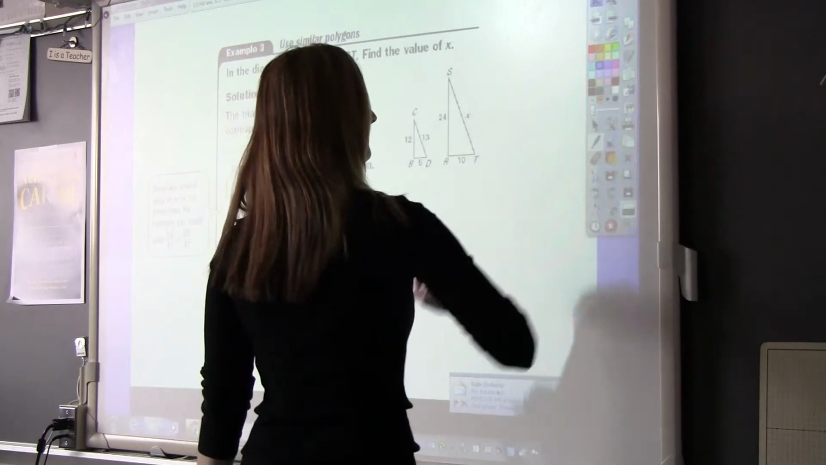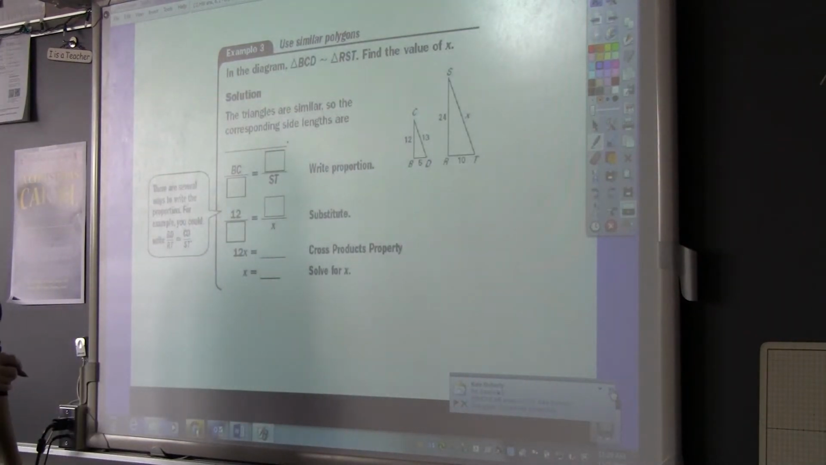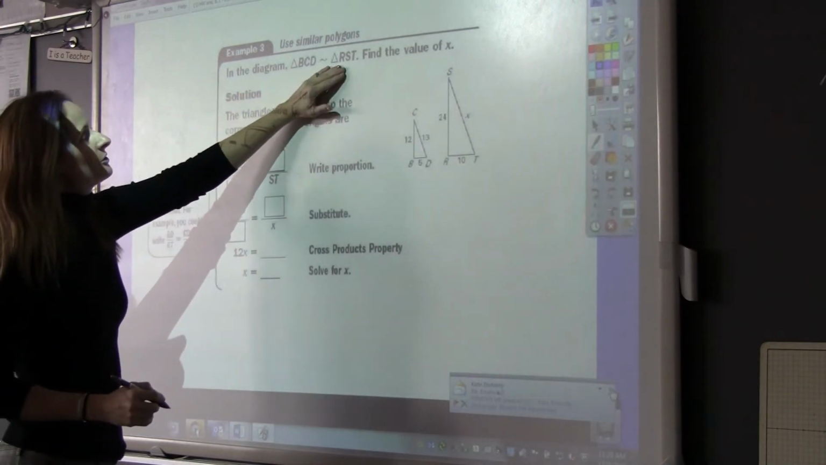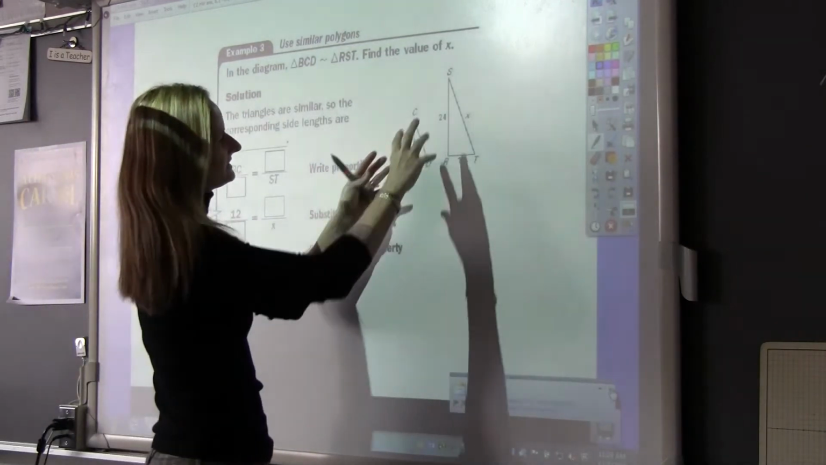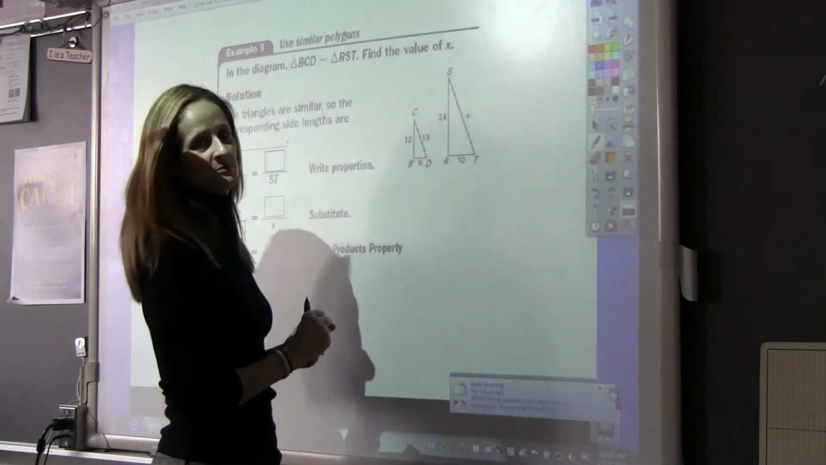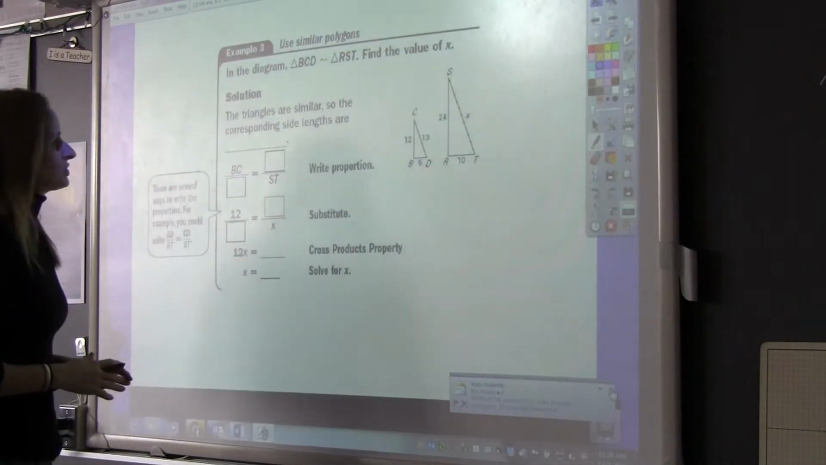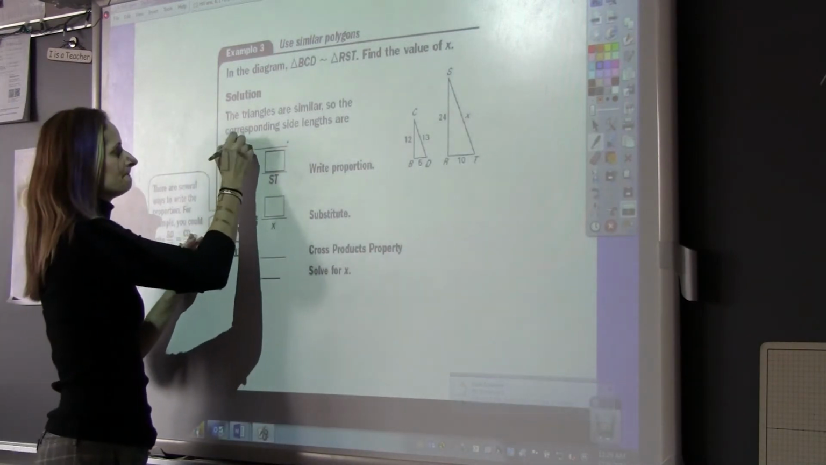All right, so give you a minute, see if you can try this problem out. Press pause. So in the diagram, they tell us that triangle BCD is similar to triangle RST. And it's nice, they've got the two triangles in the same direction here. Most of the time, one of them has been rotated. So the triangles are similar, so the corresponding side lengths are proportional.